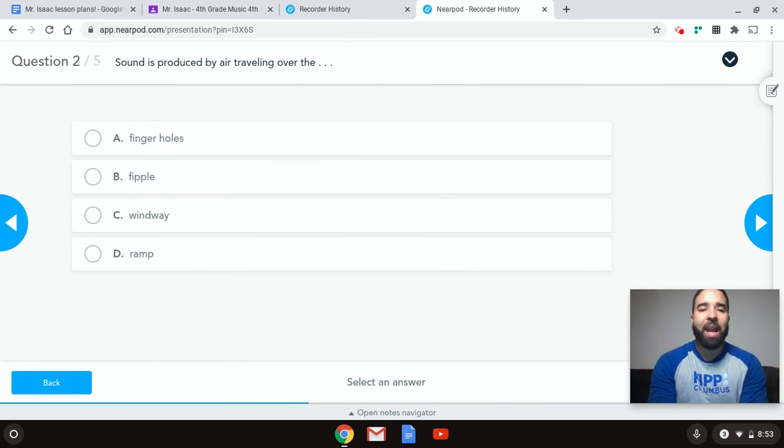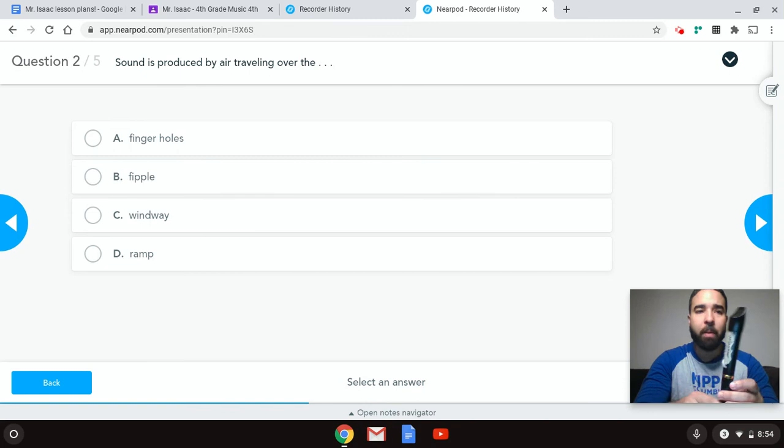Sound is produced by air traveling over the, is it finger holes? Is it Fipple? Is it the windway? Or is it the ramp? All right, so our finger holes here. Remember these holes that we put our fingers on. Sound is produced when we put our fingers on this, but not because of that. That's just a way to change the sound.